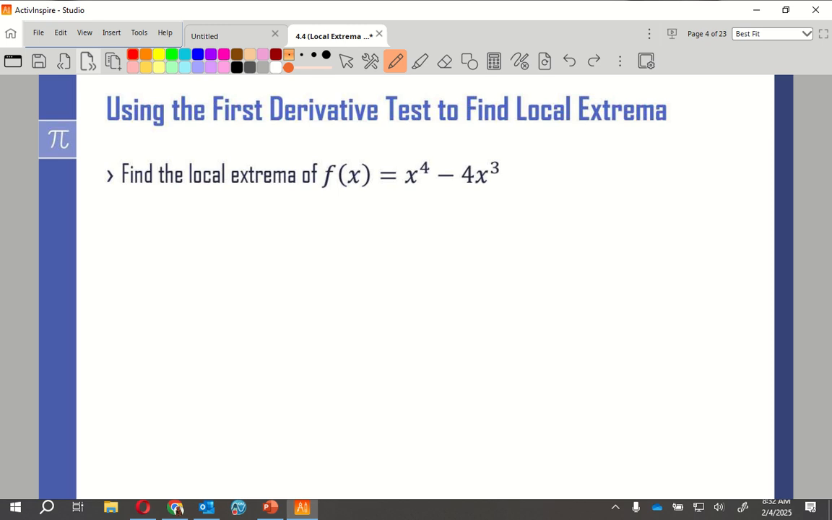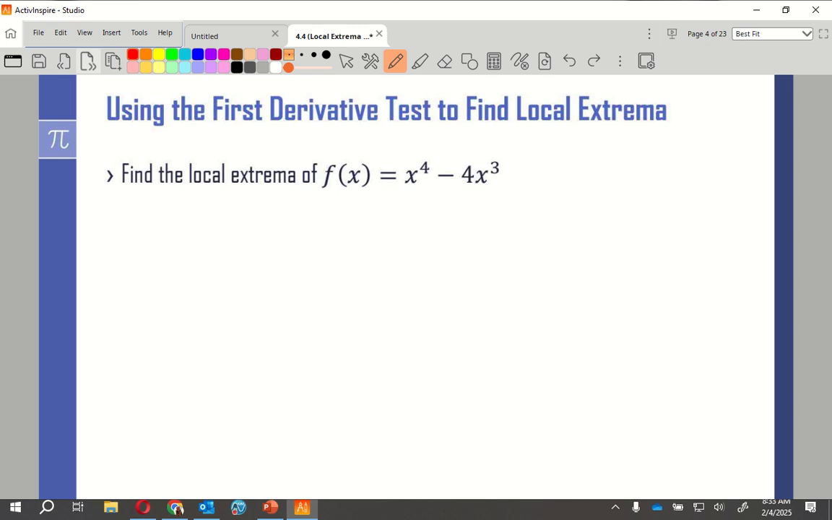Find the local extrema of this. So, first thing I'm going to do, if I'm looking for local extrema, that means that I need to first find the derivative equal to 0. To find this, my first step is derivative equals 0, right? Okay, good.